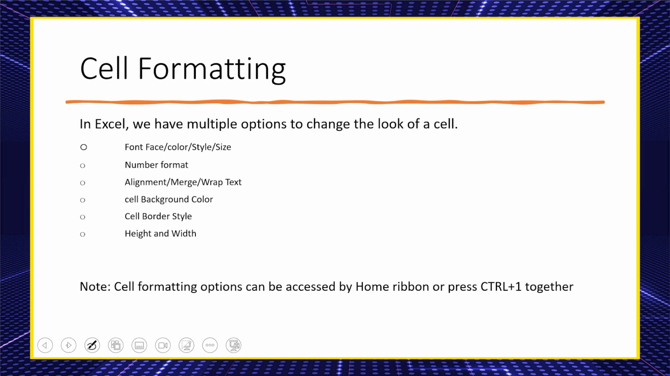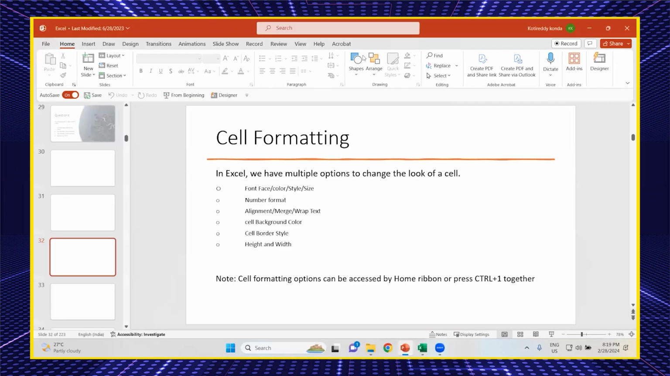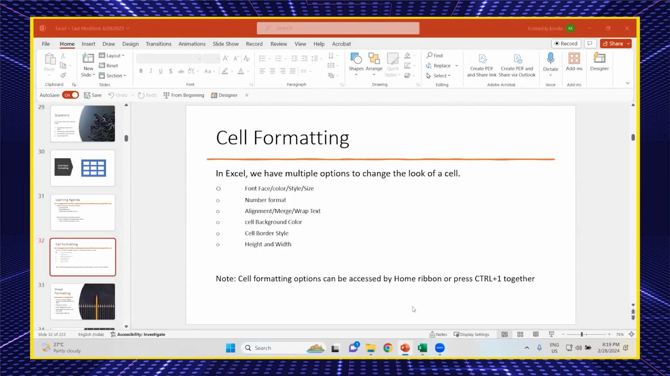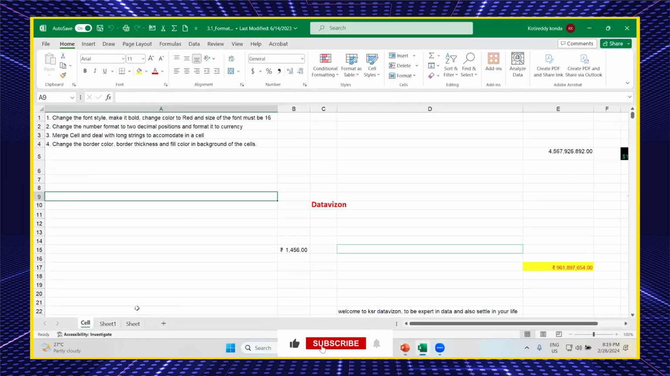Okay, what is the first thing? In Excel, we have multiple options to change the look of a cell: font face, color, style, size, number format, alignment, cell background color, cell background style, height and width. Let's discuss what the shortcut for this is. Control 1. Let's discuss this practically. Now, I'm taking an example cell.